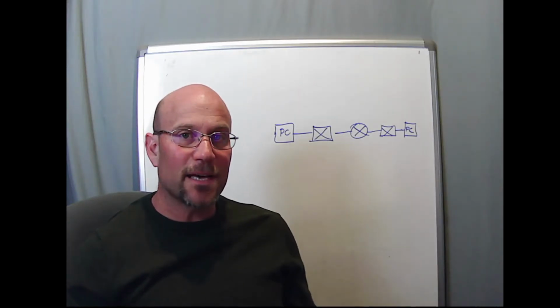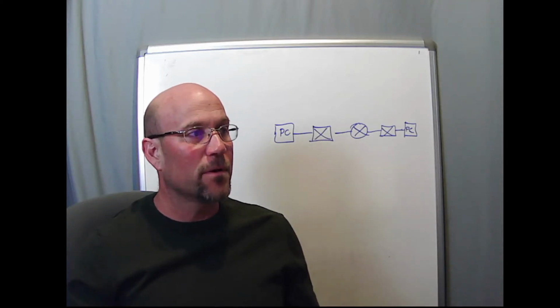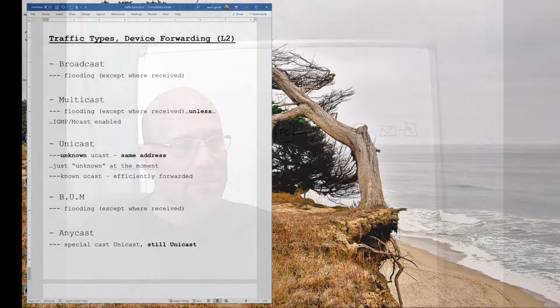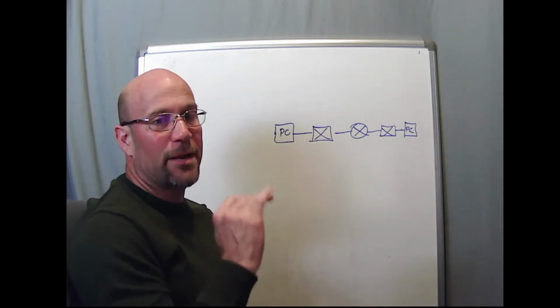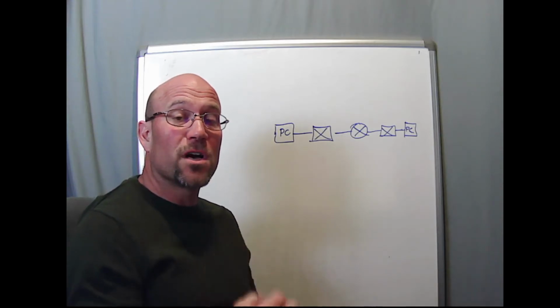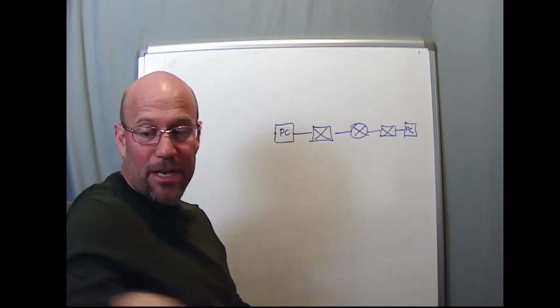Let's talk about traffic types and the way devices in a network handle that traffic type. When I say devices, I mean switches and routers, and broadcasts are flooded. They're flooded except on the port they are received. And what I mean by that is, first of all, I'll remind you that we're at layer 2, we're talking about Ethernet, and at layer 2, for the broadcast traffic type, we're talking about an all Fs hex MAC address in the destination field of an Ethernet frame.